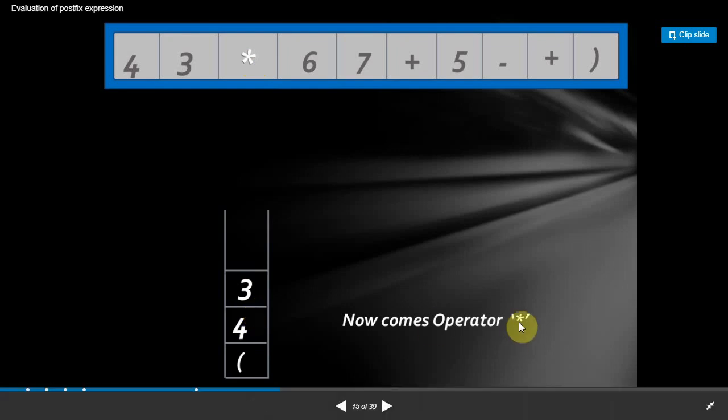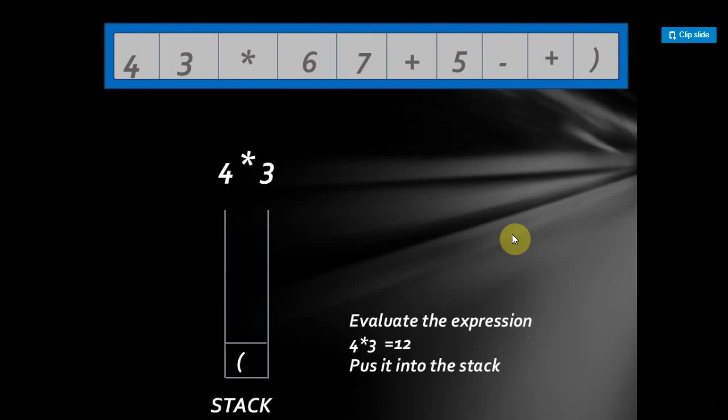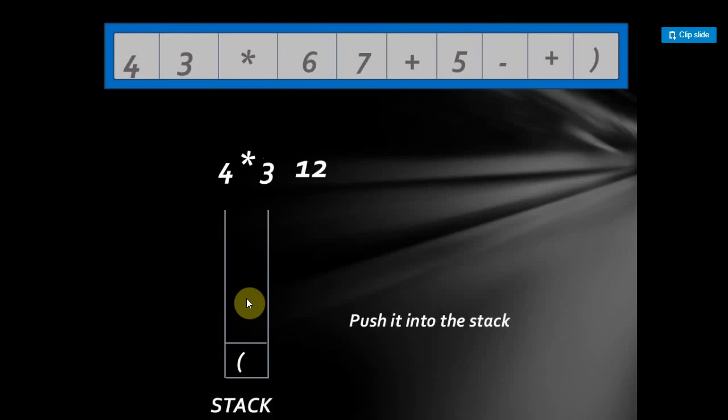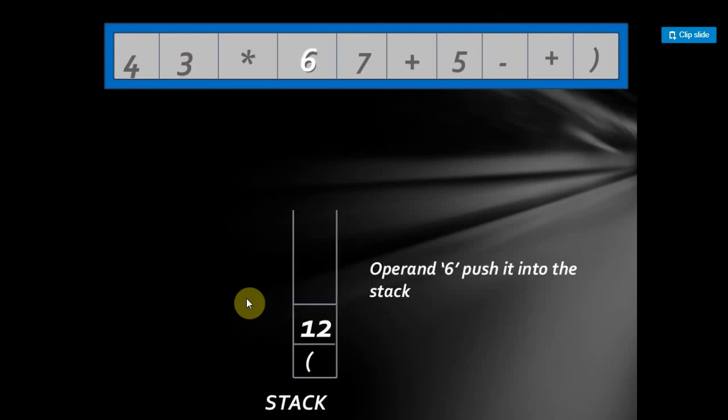Here the operation is multiplication. Between these two operands you have to perform multiplication. So star comes, pop 3 and 4, then find the value of 4 into 3, which is 12. Now 12 should be pushed back into the stack. 4 and 3 have been removed, and whatever result you received should be pushed back to the stack.